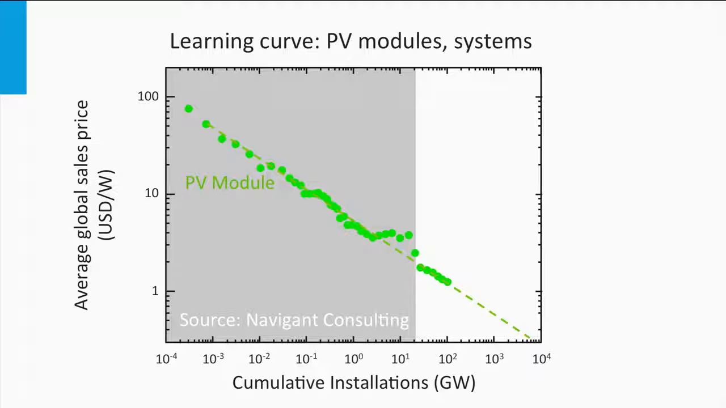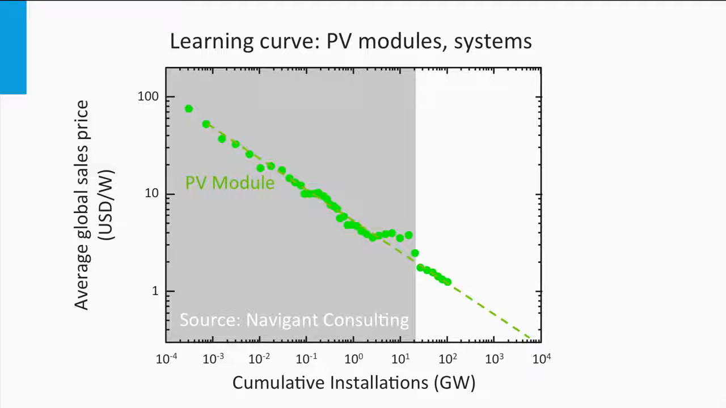In this graph, we have the average global sale prices of a PV module versus the cumulative installed power up to 20 gigawatts. Note that the points up to 20 gigawatt in the gray area are real data points up to 2009. The points in the white area are extrapolations of the general trend. Important to note is that the sales prices, discounting some fluctuations, follow a largely exponential decay. Currently, the average retail price of only PV module is below $1 per watt peak.